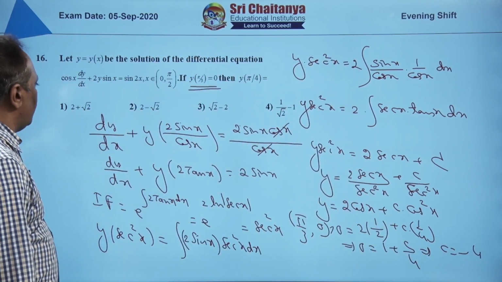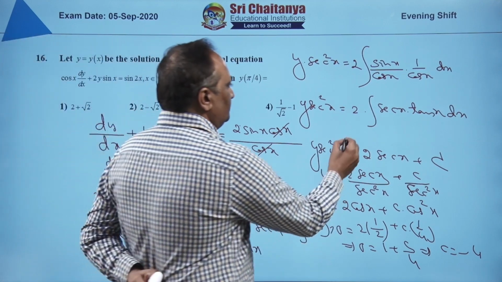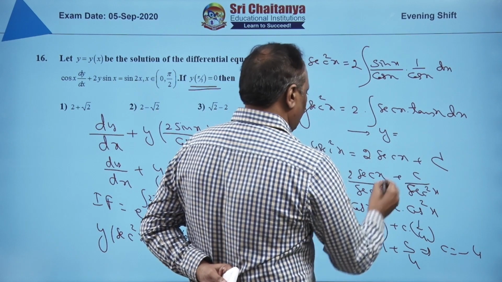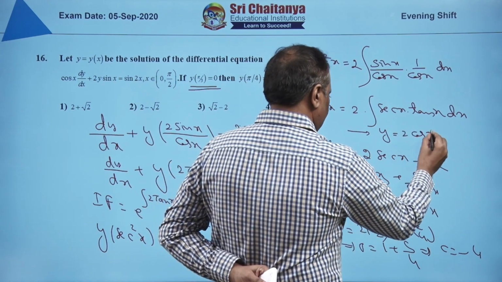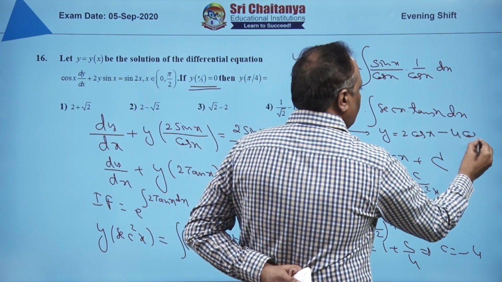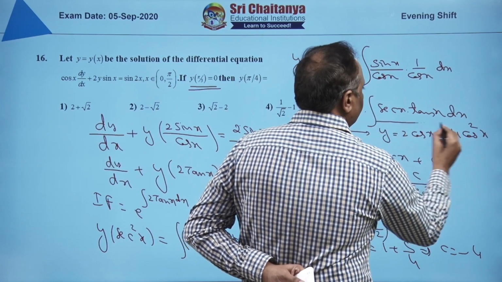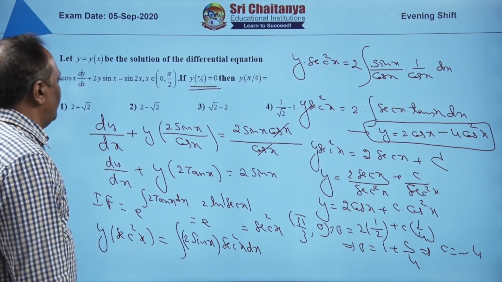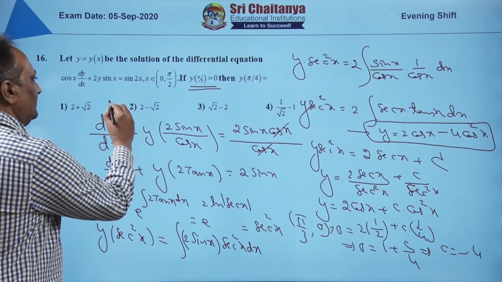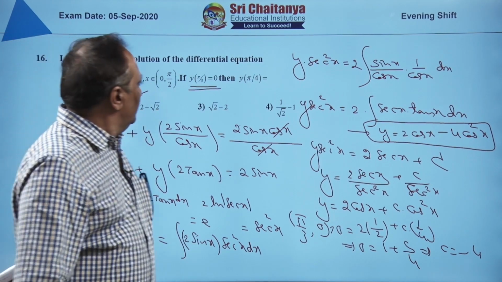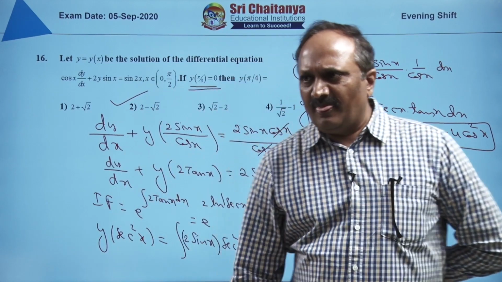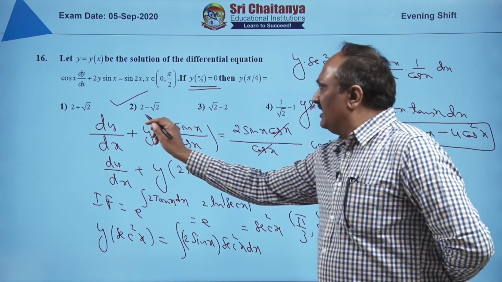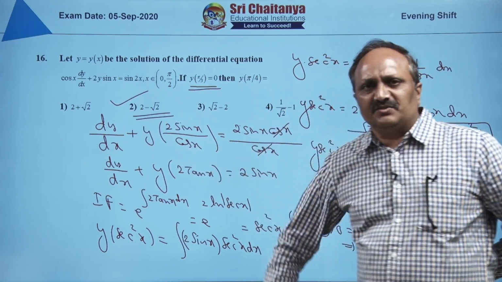So, the function is obtained in this form: y is nothing but 2 cos x minus 4 cos square x. By substituting x equal to pi by 4, we can get the answer as 2 into 1 by root 2 minus 4 into cos square x. Coming to the answer, it is nothing but 2 minus root 2.